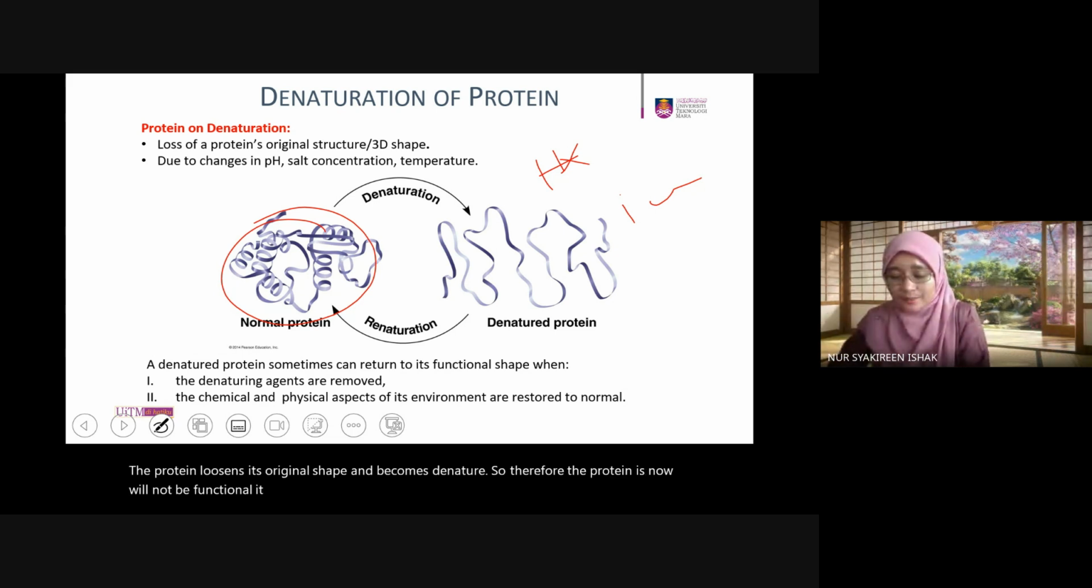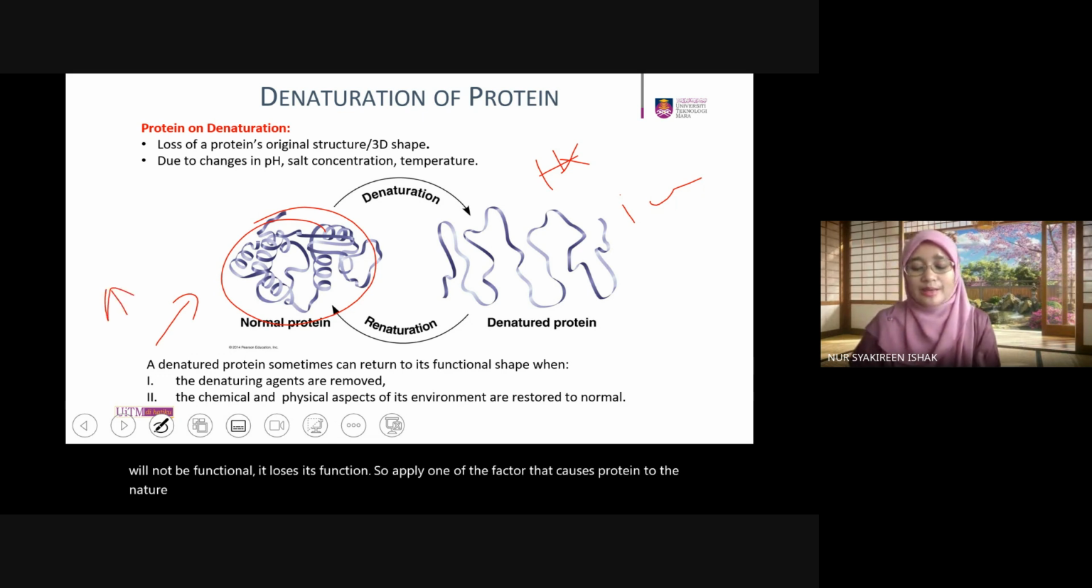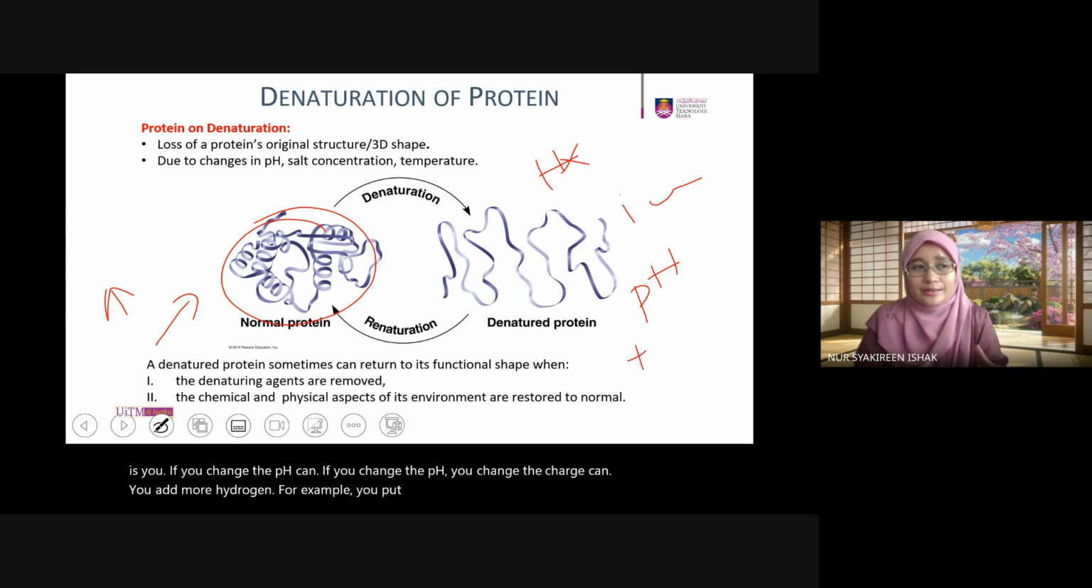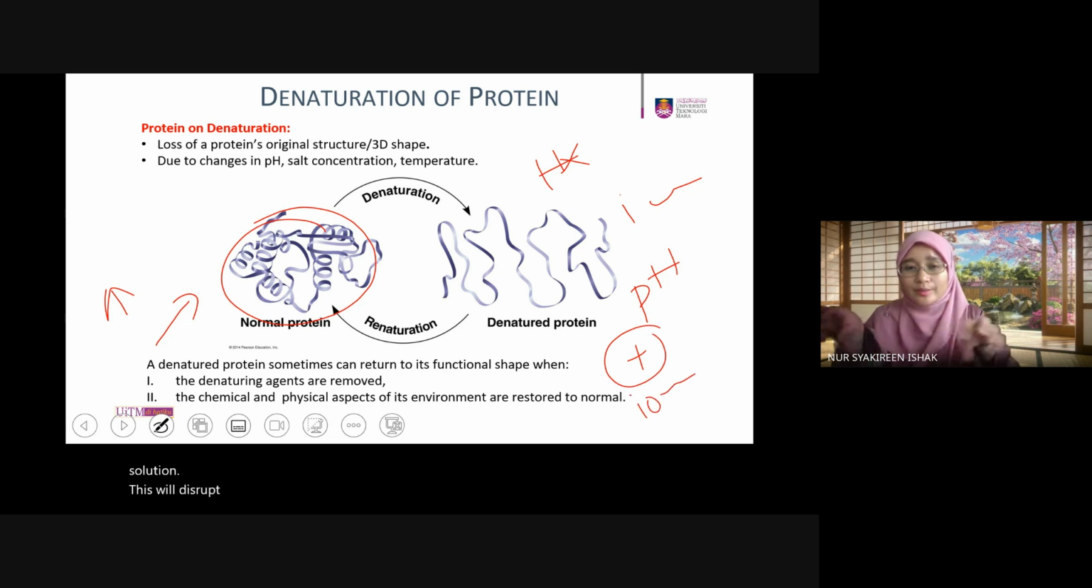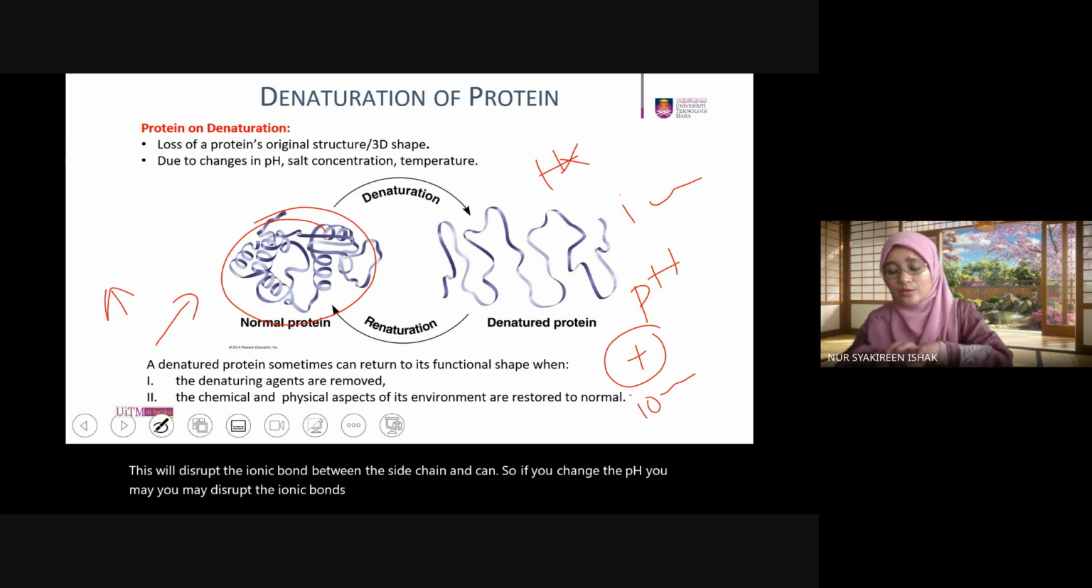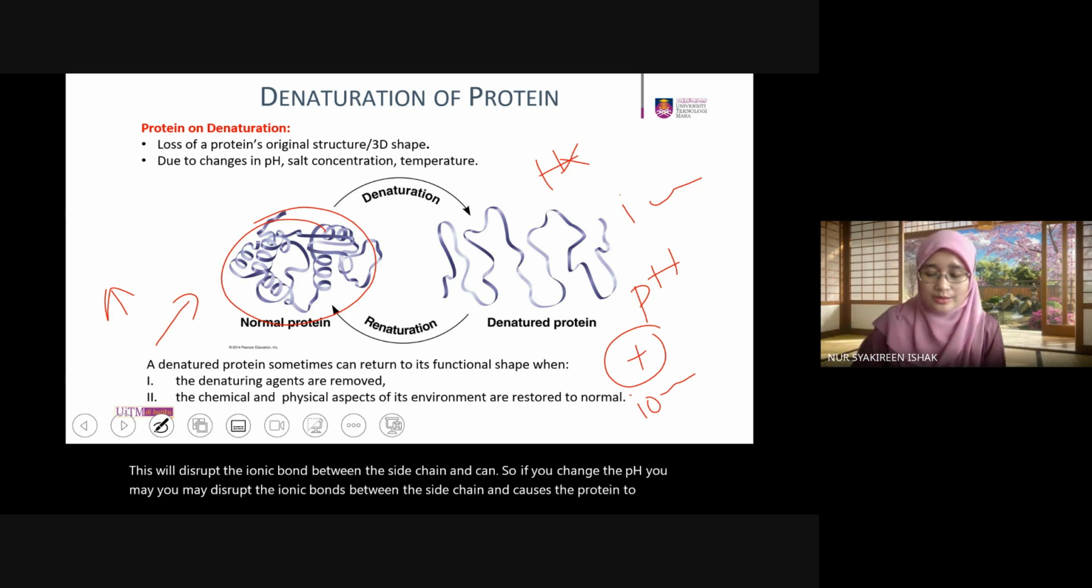It loses its function. So ini kalau apply, one of the factors that causes protein to denature is you increase temperature. The other factor that may cause protein to denature is if you change the pH. Kan? If you change the pH, you change the charge. You add more hydrogen, for example, you put protein in acidic solution or more basic solution. This will disrupt the ionic bond between the side chains and causes the protein to lose its original shape.